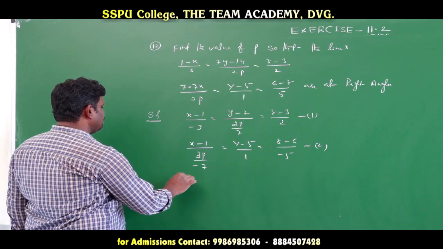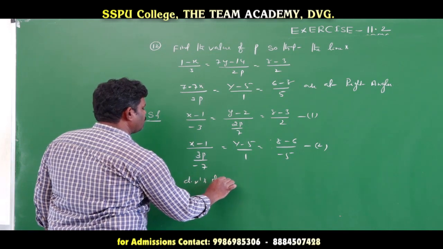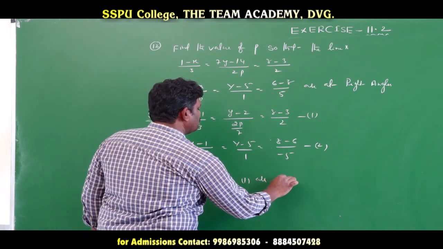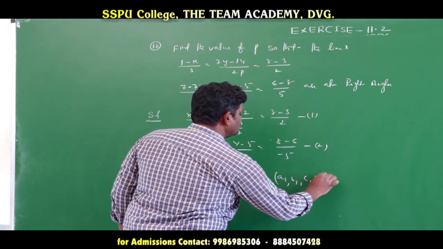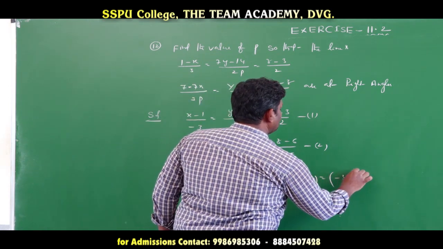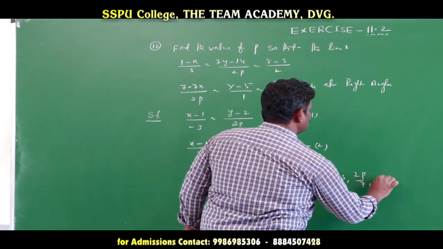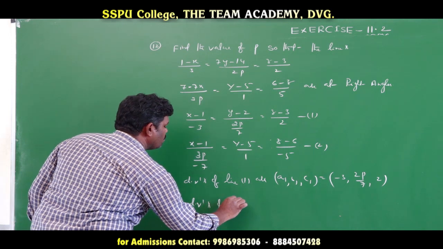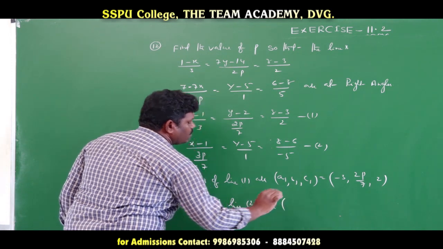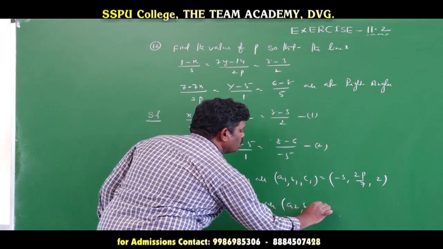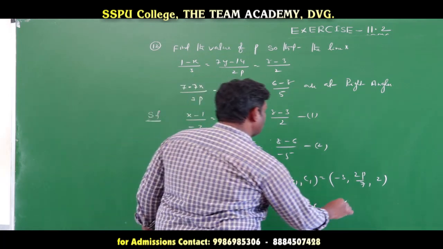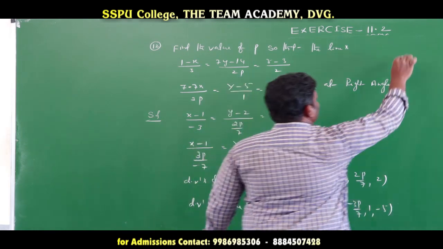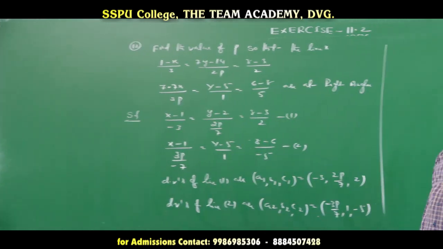So now, the direction ratios of line 1, a1, b1, c1, are minus 3, 2p by 7, 2. Next, the direction ratios of line 2, a2, b2, c2, are minus 3p by 7, 1, minus 5. Now the condition for perpendicular lines.